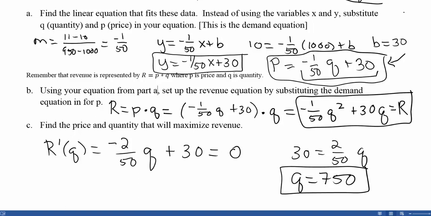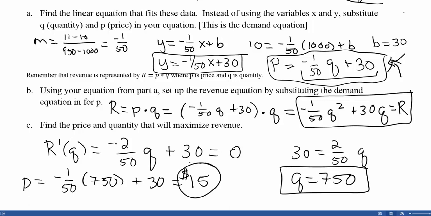I also want to know the price. So in order to find the corresponding price, I have to go back to my demand equation, which is way up here in part A, and I need to substitute my Q in. So I have negative 1/50th times 750 plus 30. If I crunch that number, I'm going to get P equals 15. So price is going to be in dollars.